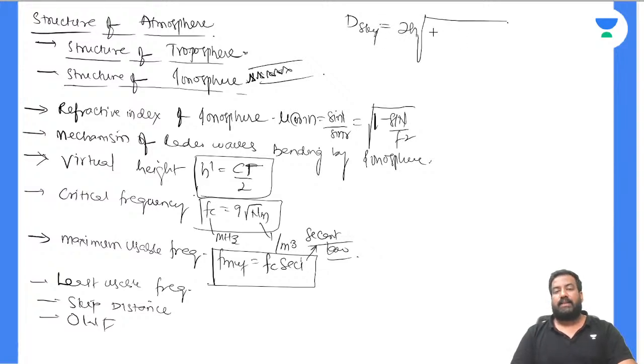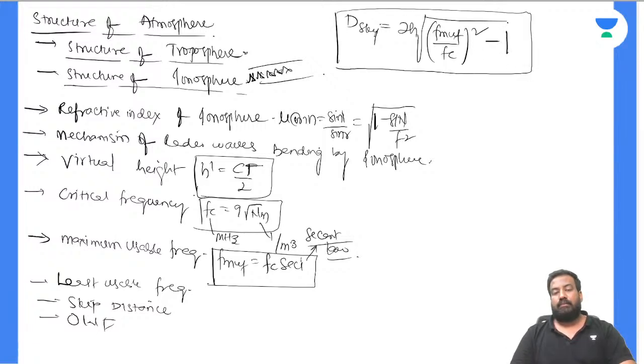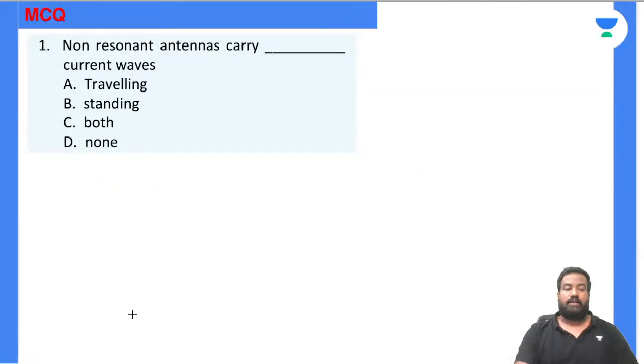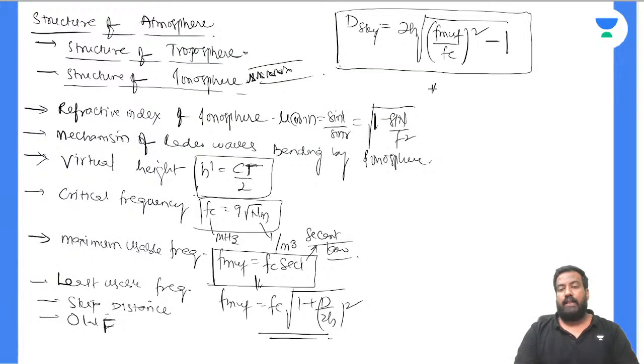This skip distance you got as 2h into under root of (FMUF by FC) whole square minus 1. FMUF and FC are related by FMUF is equal to FC into under root of 1 plus (D by 2h) whole square. So we discussed these topics.